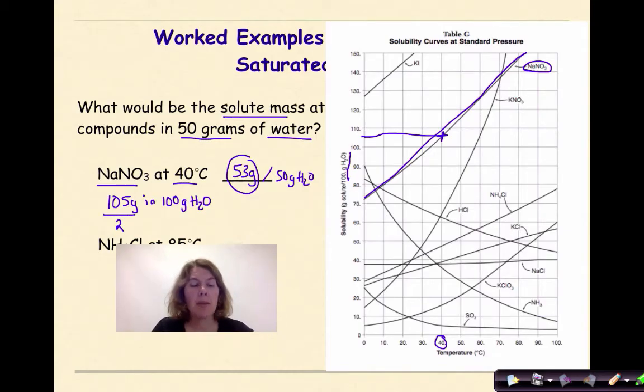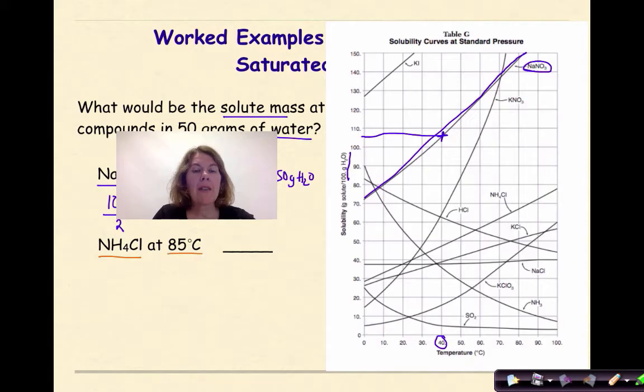Let's look at another example. Ammonium chloride at 85 degrees Celsius. So again, let's go find ammonium chloride. Here it is right here, and this is the line that goes with ammonium chloride. At 85 degrees Celsius, I'm going to go up, up, up until I hit the line. It turns out that it hits almost exactly on the line, because if I go across, I can see about 70 grams, so around 70 grams of NH4Cl in 100 grams of water.